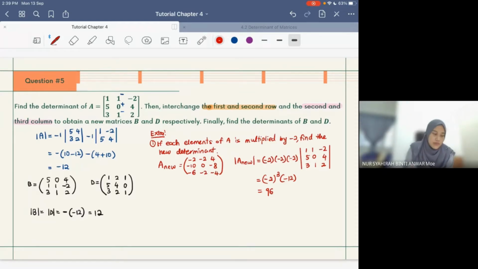Ini adalah contoh pertama bila setiap elemen ini didarabkan dengan -2. Let's say kalau tak nampak benda ni, saya tunjukkan contoh yang kedua. If column tu is multiply by 5. So find the new determinant.